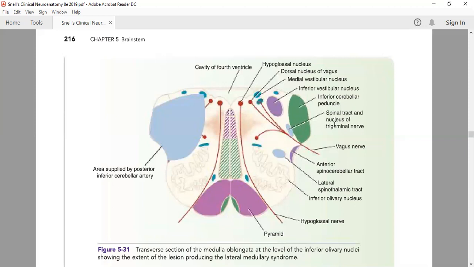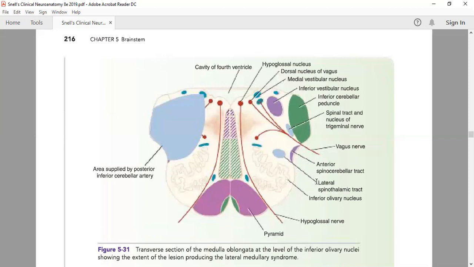For example, if the spinal tract and nucleus of trigeminal nerve is affected, then it will cause analgesia and thermoanesthesia on the ipsilateral side of the face, in the same side of the face. And if the vestibular nuclei get affected, it will result in vertigo, nausea, vomiting, and nystagmus. If descending sympathetic fiber is affected, it will result in ipsilateral Horner syndrome.